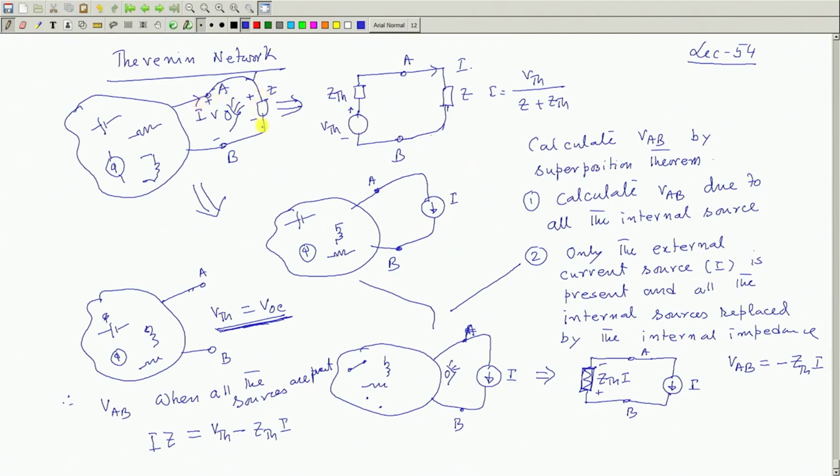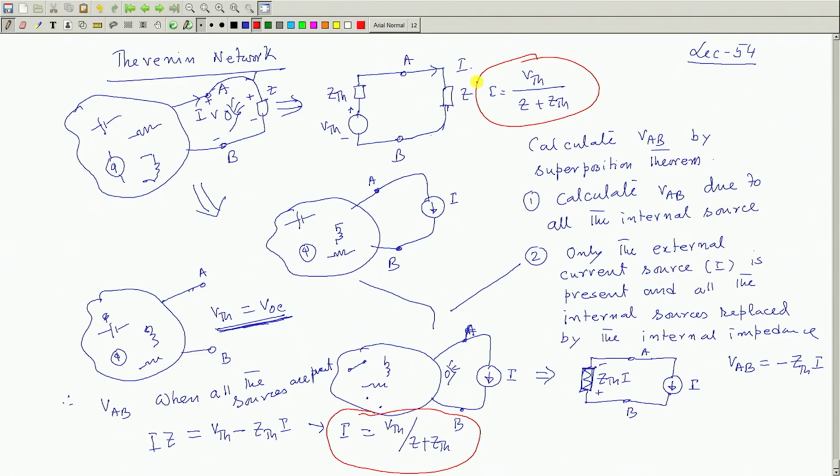So, what is the voltage between these 2 points? I into Z. When everybody is present, then this I Z should be equated to this, and from this I will say that current to the load, if you bring it to this side, is nothing but V Thevenin's divided by Z plus Z Thevenin's. This is the final thing.